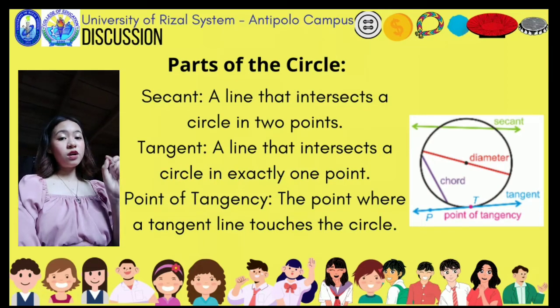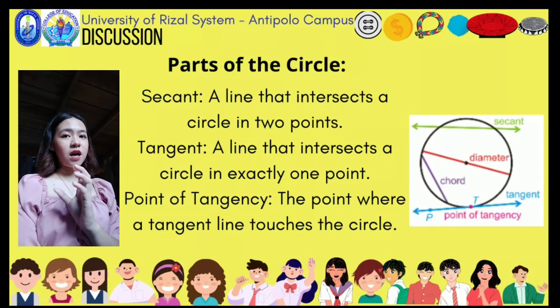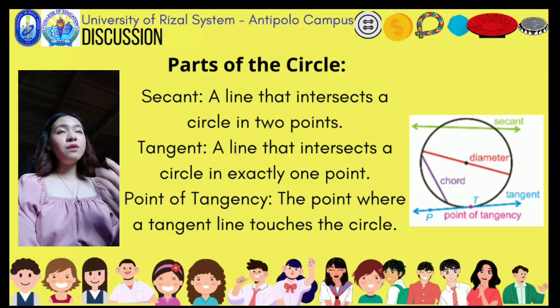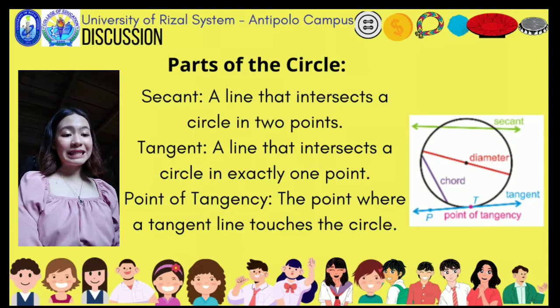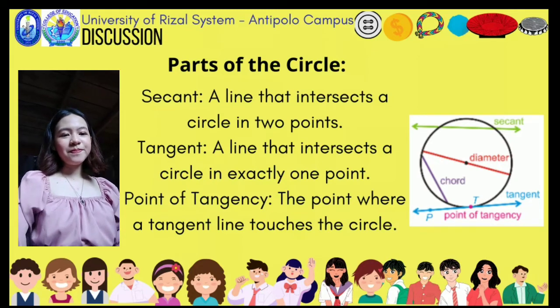Next is the point of tangency. So, ito actually hindi naman siya kasama sa lesson natin, but I will just give an additional information. The point where a tangent line touches the circle. So, ito yon, yung point T. Siya yung tinatawag nating point of tangency.